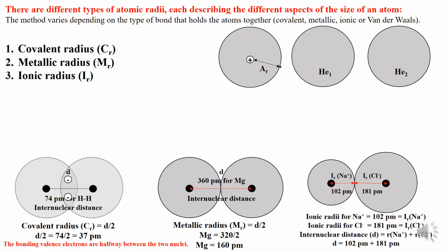So the ionic radius for the sodium ion is 102 picometers, the chloride ion is 181 picometers, and the internuclear distance will be the sum of these two. So in this case, you cannot take the average. If you take the average of these two ionic radii, you'll get a bigger value. You'll end up with wrong ionic radii. So never take the average because the size of the cation is smaller than the size of the anion.